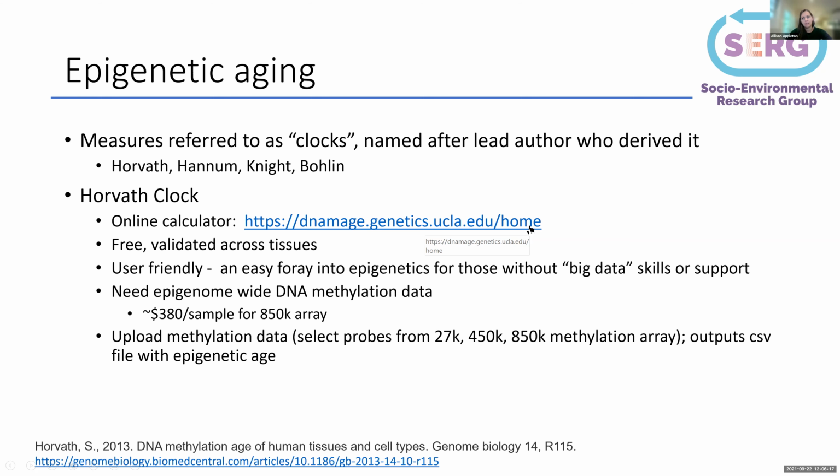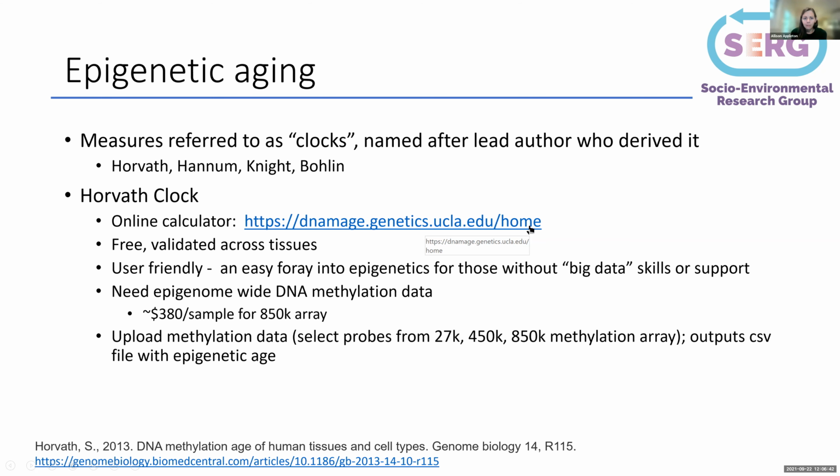So if you're looking to assay samples to obtain methylation to then get these epigenetic aging variables, it's kind of expensive. The 850K methylation array is about $350, $380 a sample. That might restrict the sample size you can run this on, but a large R01, for example, could handle a large number of epigenetic assays.